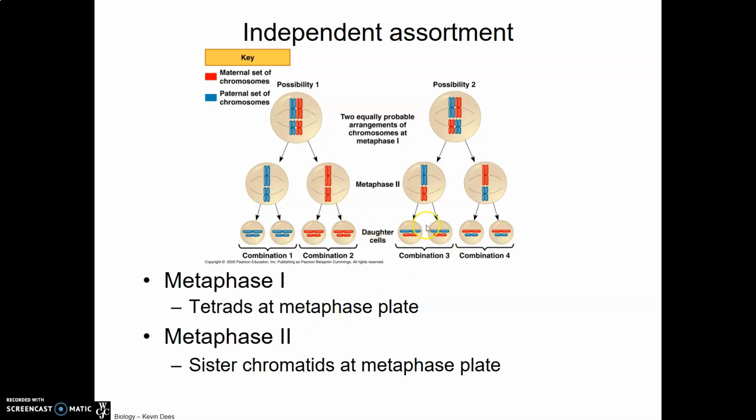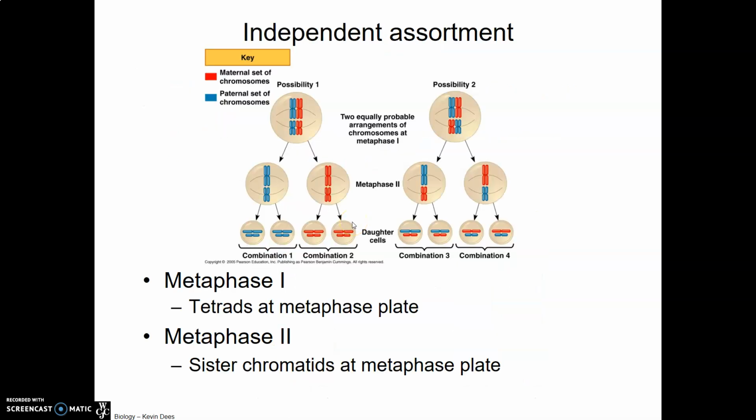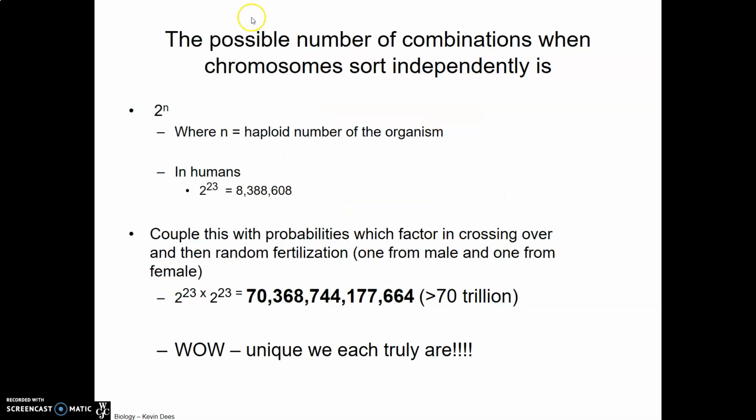Now, all of this promotes genetic diversity. And what this means is that our daughter cells then have all of these unique combinations of different genes. And when you couple this with the crossing over that's occurred, it really helps us to understand how genetic diversity is promoted here. Now, if we look at the possible number of combinations when chromosomes sort independently, it really helps us to see how truly unique we are.